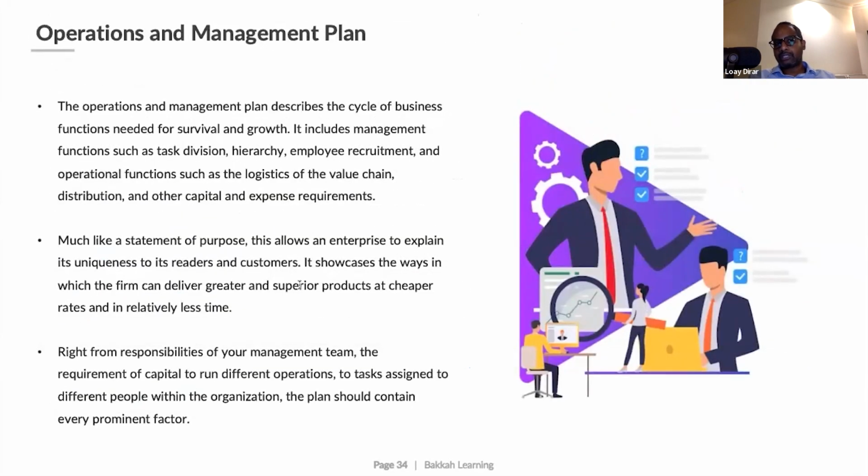Operations and management plan. Here comes the time that we want to start operating. And this is the actual business-as-usual phase in our business plan. The operations plan describes the cycle of business functions needed for survival and growth. It includes management functions such as task division, hierarchy, employees, structure, recruitment, and operational functions such as logistics and value chain, distribution, and other capital and expenses.